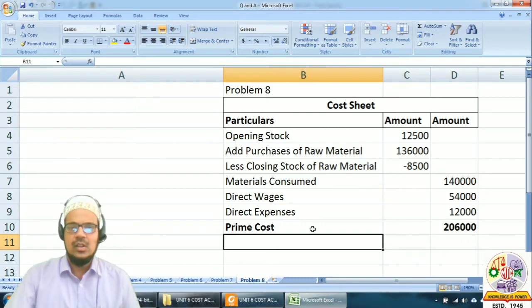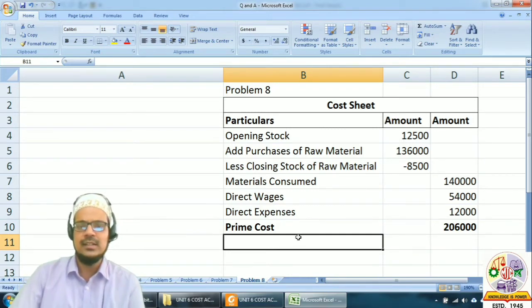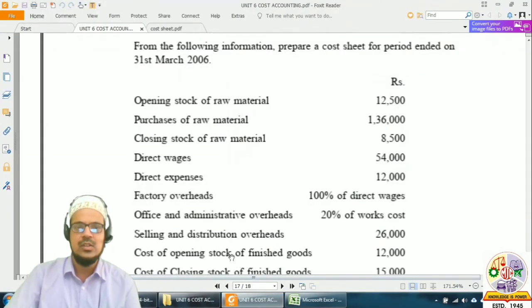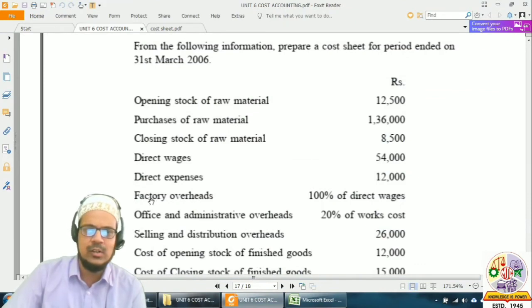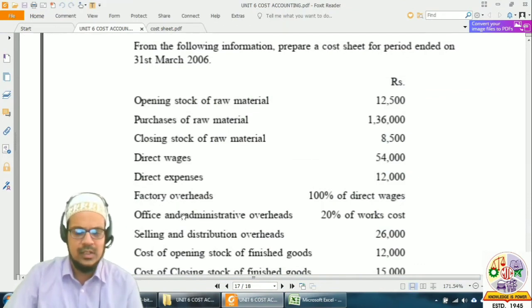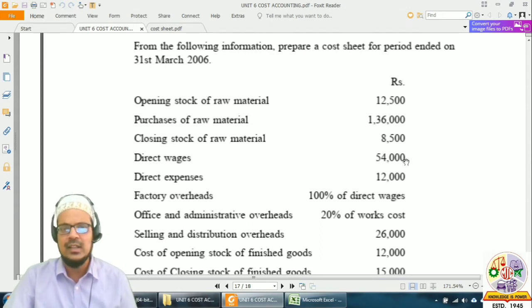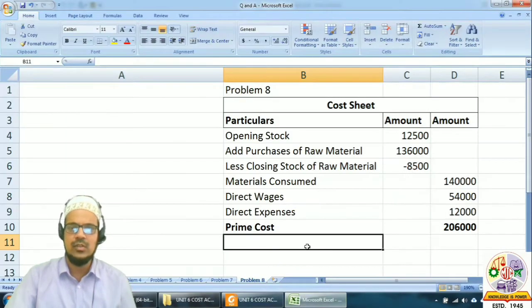2,06,000. To this prime cost we will need to add factory overheads, and we will arrive at works cost or factory cost. So let us add factory overheads. How much are the factory overheads here? They are given as 100% of direct wages. So whatever the direct wages are, factory overheads are 100% of that. Here direct wages are 54,000. So factory overheads will also be 100% of 54,000, means 54,000.